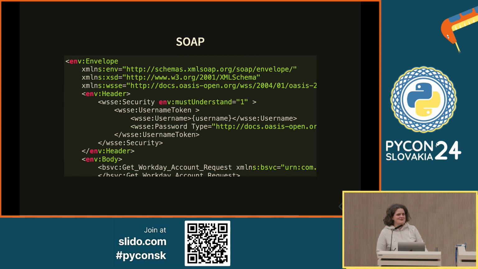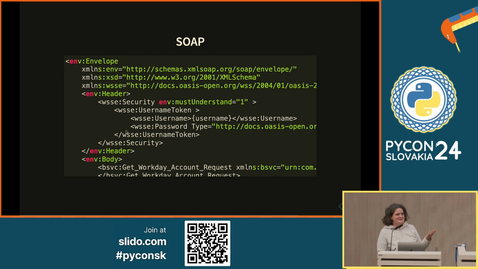Basically, what it is, is that everything you want to send is in XML that has a specific structure, and every API defines their own structure, and in a lot of cases they never provide you an example. I see some people nodding, yeah.